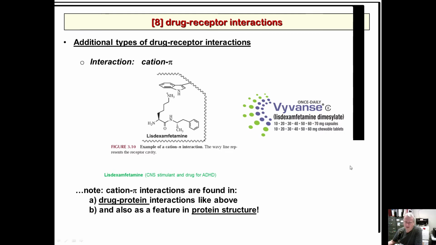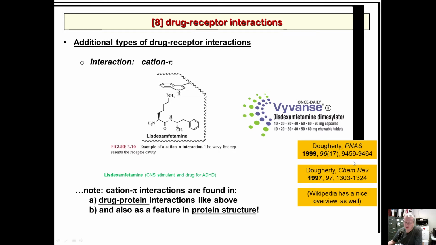So what are the amino acids that do this? These are a couple references. Dougherty is pretty well known in this field. This Chem Reviews paper is a pretty detailed review of all sorts of examples of cation pi interactions. Wikipedia actually has a nice overview also. It's a pretty simple summary of examples of this.